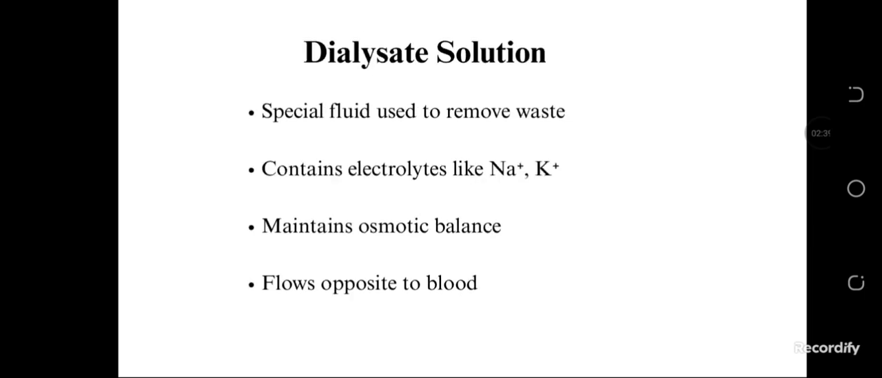Next, dialysate solution. It is a special fluid which is used to remove the waste, and it contains electrolytes like sodium and potassium. It also maintains the osmotic balance of our body, and the flow of the dialysate solution is opposite to the blood flow.